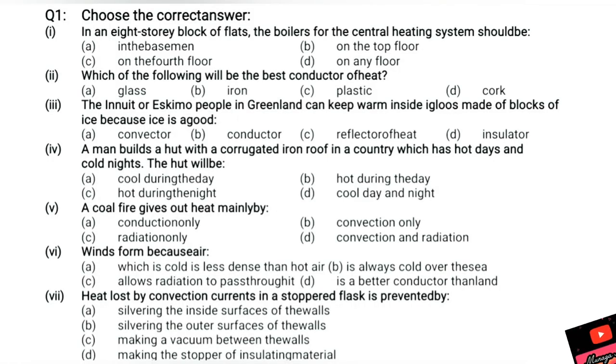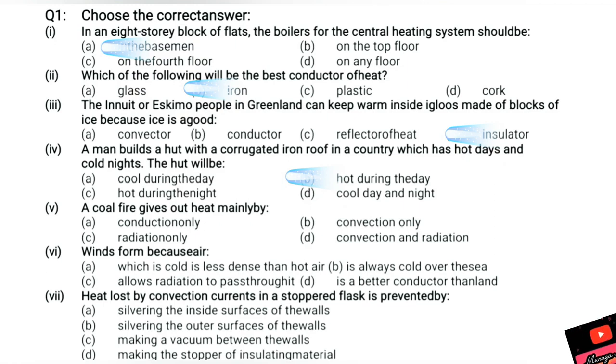First question: in an 8-story block of flats, the boiler for the central heating system should be in the basement. Second: which of the following is the best conductor? Iron. Third answer is insulator, because ice is a good insulator, that's why it is used in igloos. A man builds a hut with a corrugated iron roof, so the whole day will be hot during the day.